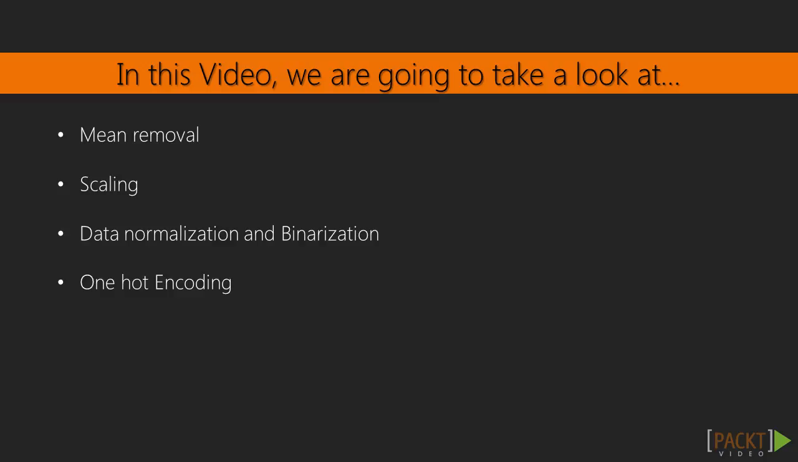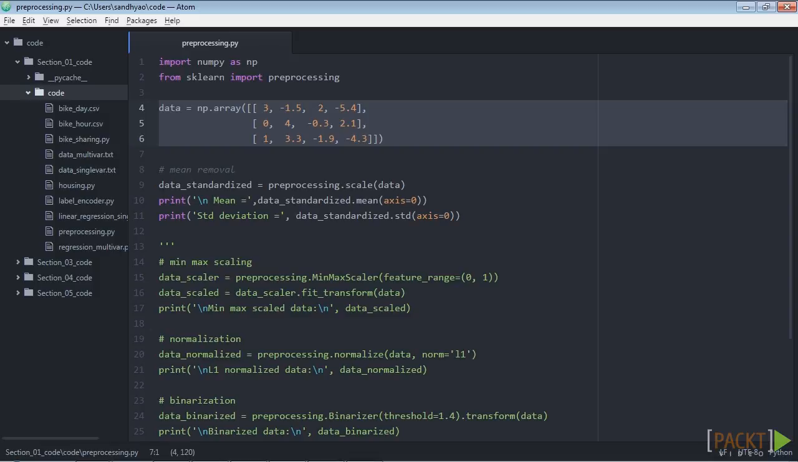We'll go through mean removal and take a look at scaling, and then we'll move on to data normalization, binarization and one-hot encoding. We'll use various Python packages such as numpy, scipy, scikit-learn and matplotlib during the course of this course to build various things. If you use Windows, it is recommended that you use a scipy-stack compatible version of Python.